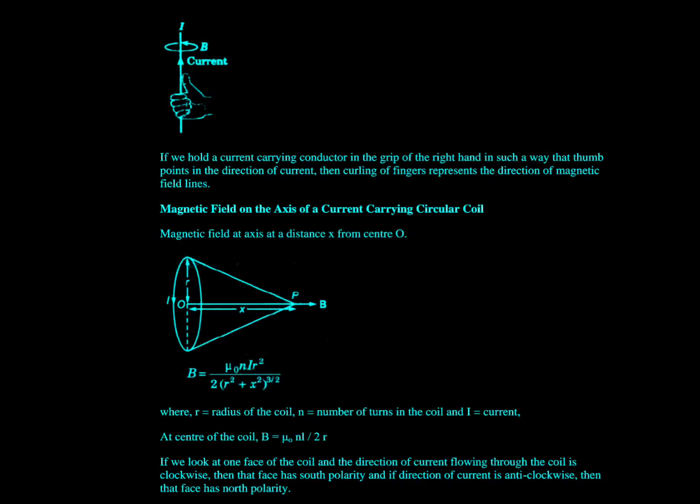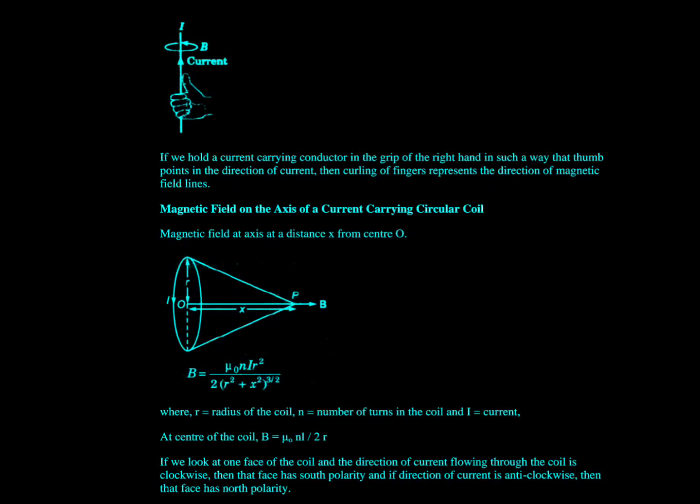So we can apply Biot-Savart's law. After applying it, we get B equal to mu naught n I r squared divided by 2 times (r squared plus x squared) raised to the power 3 by 2. Here r is the radius of the coil, as clearly shown in the diagram, and n represents the number of turns. If we increase the number of turns of the coil, the magnetic field gets multiplied accordingly.